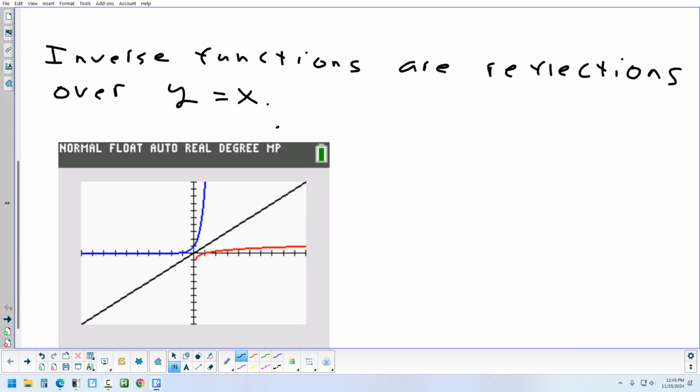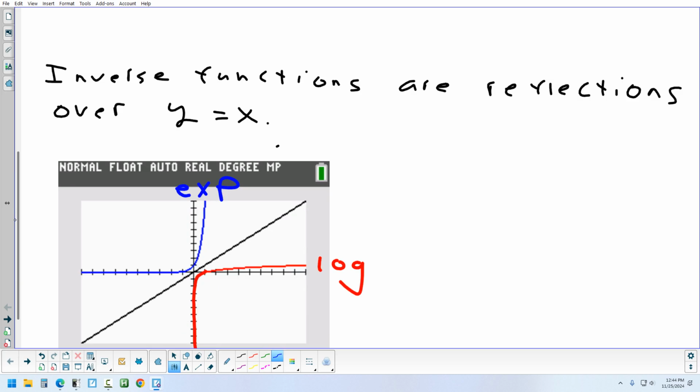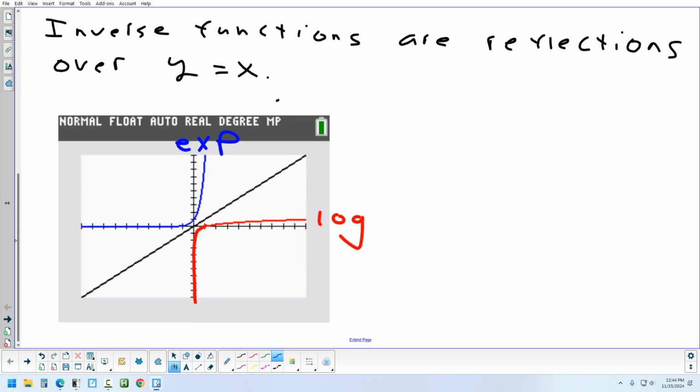I want to show you visually. In red, that is what a log function looks like. In blue, that's what an exponential function looks like. Can everyone see how if you folded it right on that black line, the blue one would land right on top of the red one? You see that? So when I say that they are inverses of each other, that's what inverses means. They're kind of a mirror image of each other.